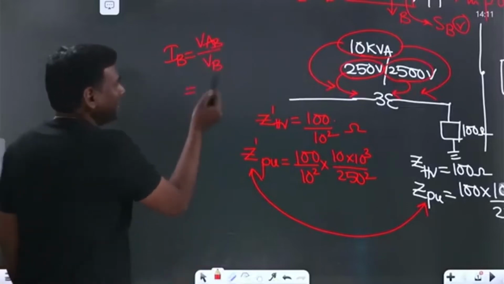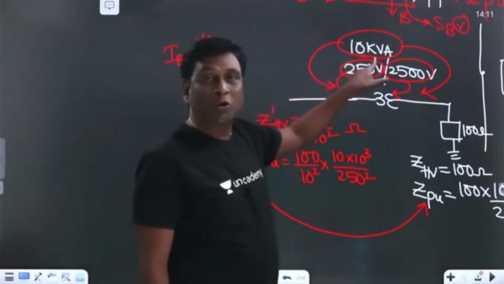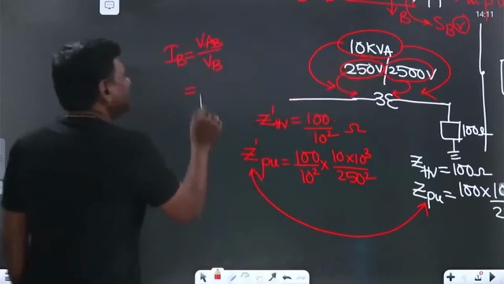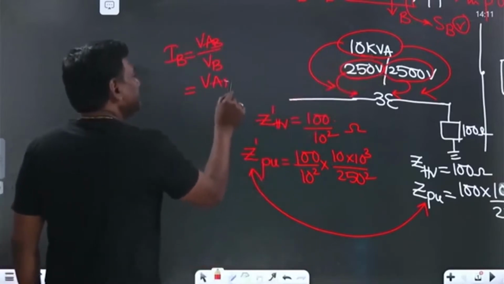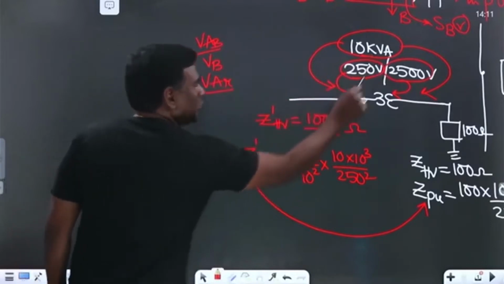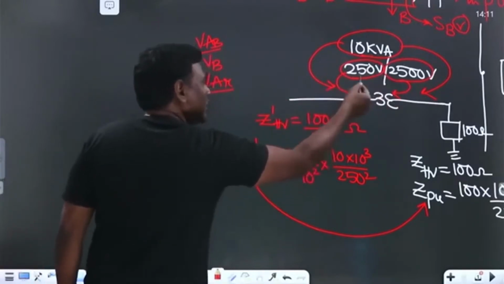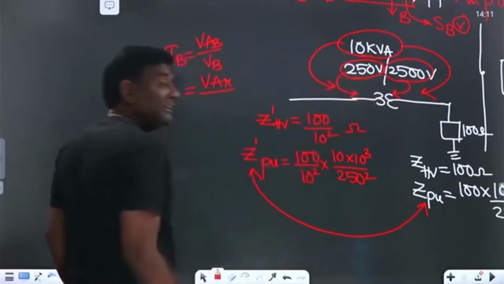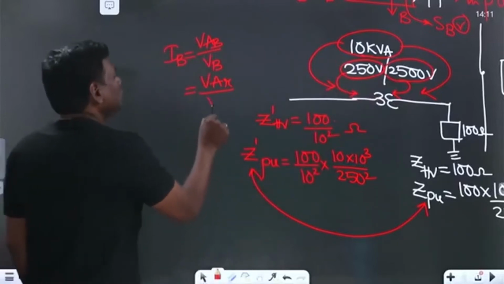Now, how much is VA base? VA base is going to be 10,000. VA base is going to be VA rated, right? VA rated 10,000 divided by V base is going to be V rated. Okay, so on LV side it is going to be 250 and HV side it is going to be 2500. So this is going to be V rated.